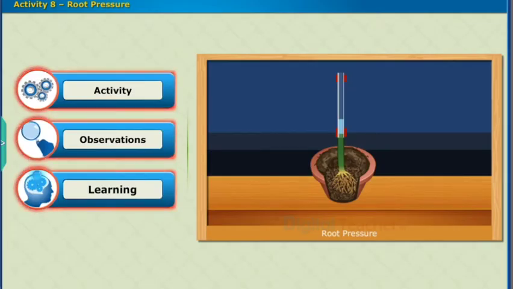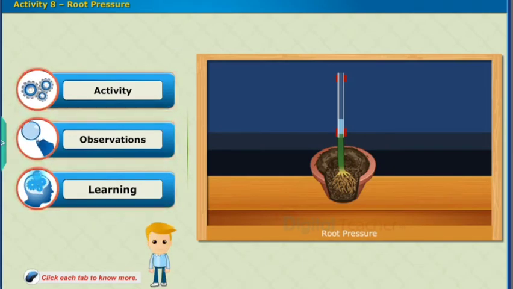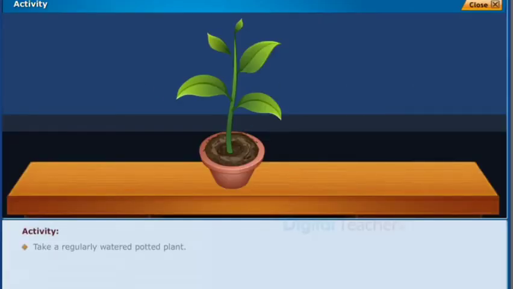Here, let us perform an activity to learn about root pressure. Click each tab to know more. Take a regularly watered potted plant.